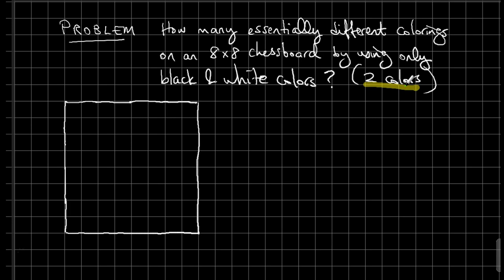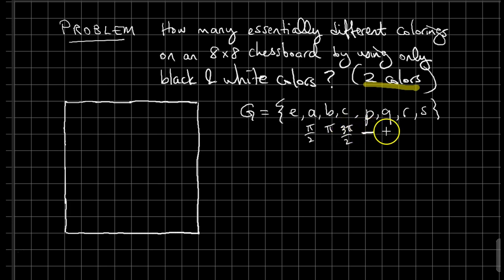So let's remember the group actions. Again, on the square, these are our group members: E, A, B, C, P, Q, R, and S. Recall that A is pi over 2 rotation, B is pi rotation, C is 3 pi over 2, P is a reflection across the horizontal, Q is a reflection across the vertical, R is the diagonal, S is the other diagonal reflection, and E is just do nothing.